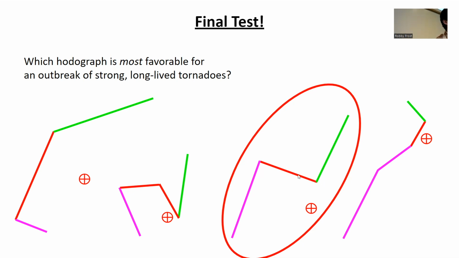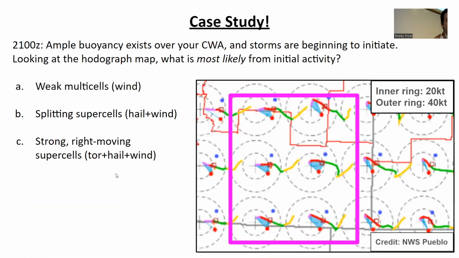You can definitely get strong tornadoes with the other one. Yes, you could. There have been many cases of strong tornadoes with it. But an outbreak of many strong, long-lived tornadoes is a bit less likely with this hodograph.